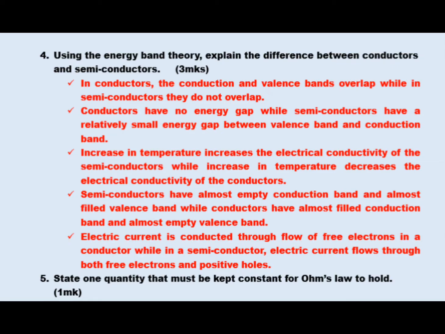So let's go to the fourth difference. Semiconductors have almost empty conduction band and almost filled valence band, while conductors have almost filled conduction band and almost empty valence band. The last difference, electric current is conducted through flow of free electrons in a conductor, while in a semiconductor, electric current flows through both free electrons and positive holes.